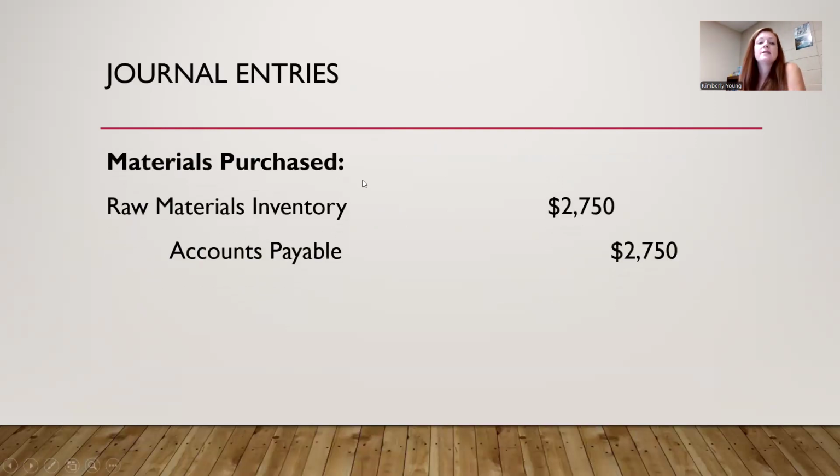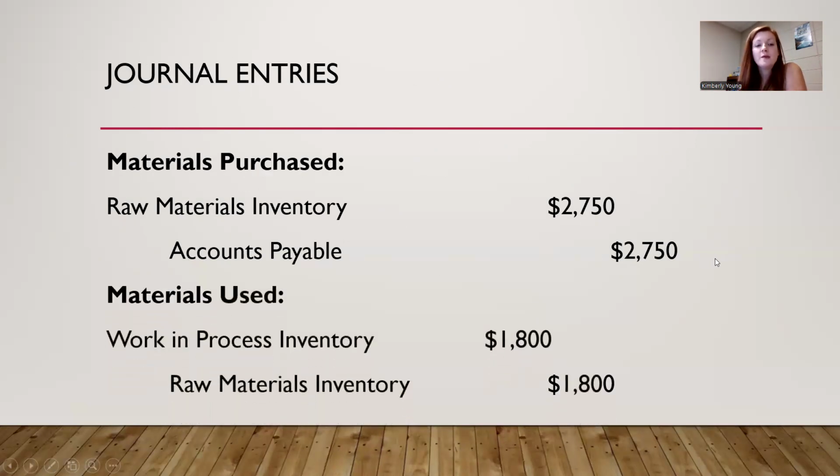So let's look at how the journal entries would work. Whenever the materials were purchased by the materials manager, we would increase raw materials inventory. For this one, they purchased $2,750 worth of materials. And then, of course, we would credit accounts payable, or possibly cash if they pay for it up front.